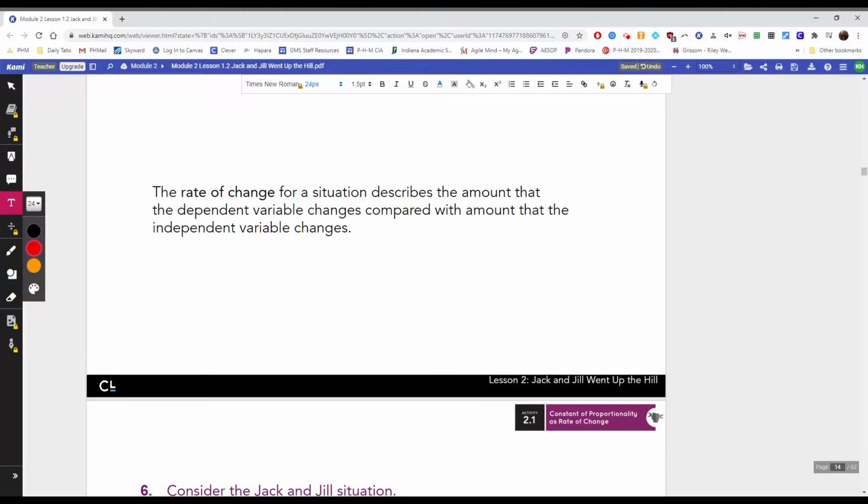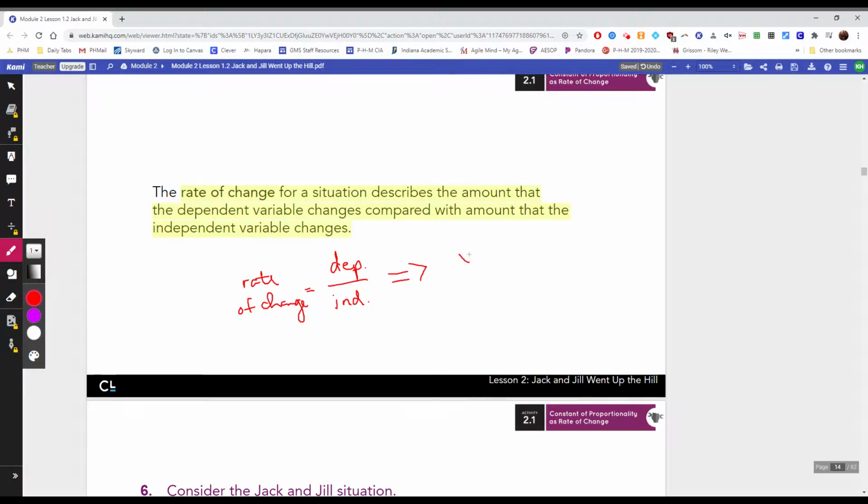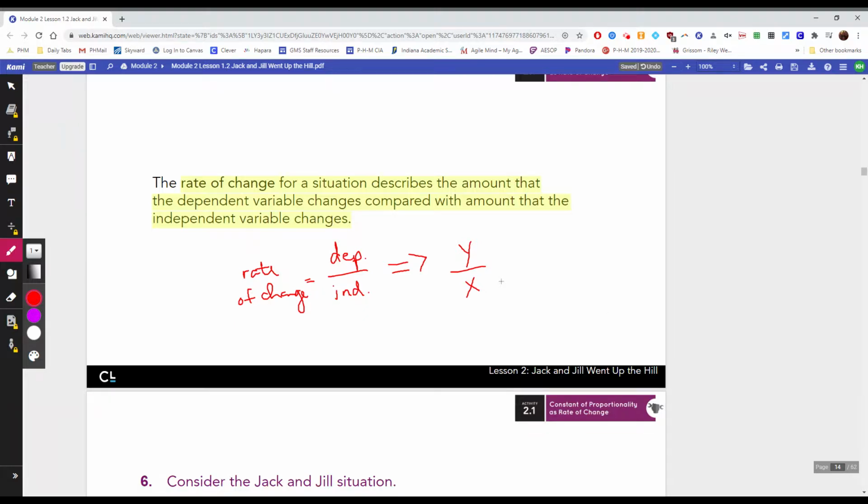So the rate of change for a situation describes the amount that the dependent variable changes compared with the amount that the independent variable changes. Please highlight that. So rate of change. When we write the rate of change, it is always dependent over independent. Dependent variable over independent variable. In other words, y over x, similar to what we saw for constant of proportionality.